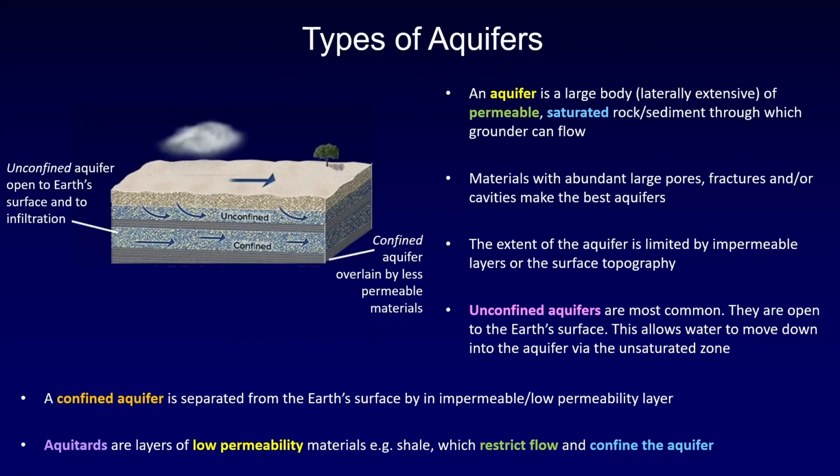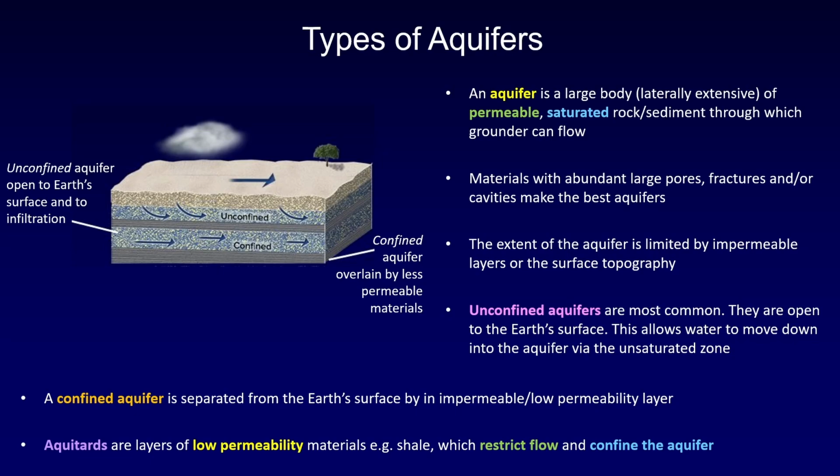Okay, so now let's think about the type of rock that our groundwater is moving through. So we need to move on to aquifers. An aquifer is defined as a large body, so laterally extensive, so it extends over a large area, of permeable, saturated rock through which groundwater can flow. So what you're looking for is, for instance, something like a layer of porous sandstone that extends over hundreds of kilometers maybe.